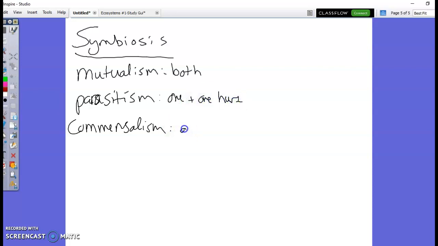And commensalism is one, and one gets nothing. Mr. Bullen, one and one nothing doesn't make sense to me. It doesn't have to make sense to you. It has to make sense to me because I'm the person that's using my notes, right? It doesn't make sense to Veda. Well, that doesn't matter what she writes if it doesn't make sense to you because you shouldn't be looking at her paper, right? You're writing this down so that you understand it.